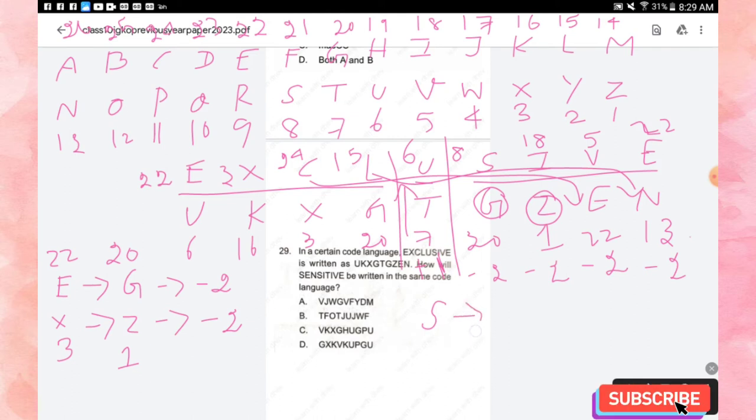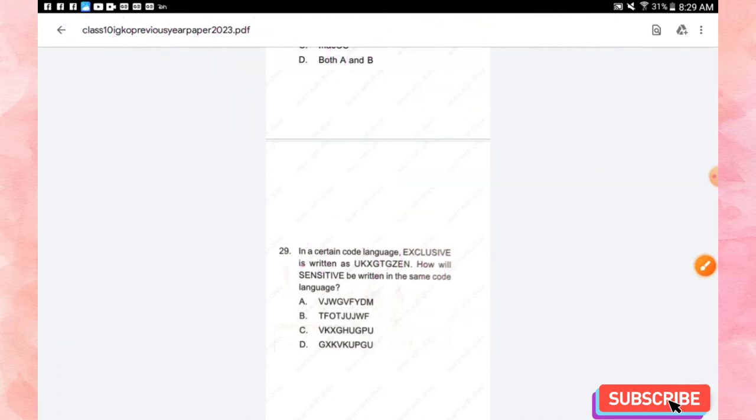S is coded as U. How? S is numbered as 8. U is numbered as 6. So you will be getting minus 2. Again the difference is coming minus 2, minus 2, minus 2, minus 2. So this is a rule you have to follow for the given word sensitive. So let's have a look at this.